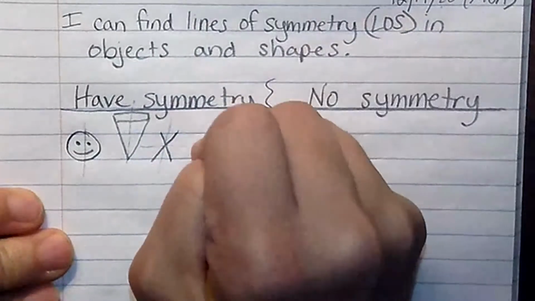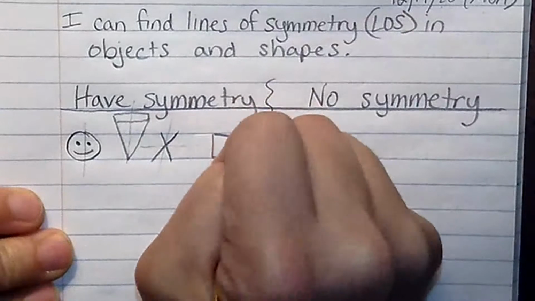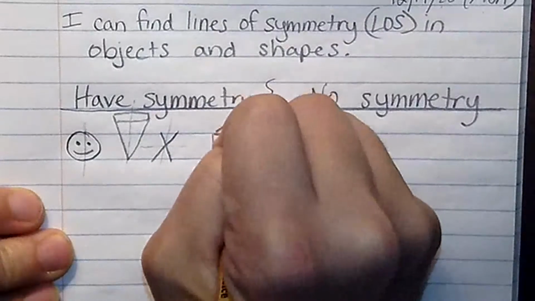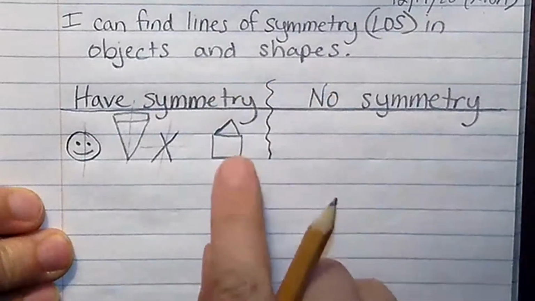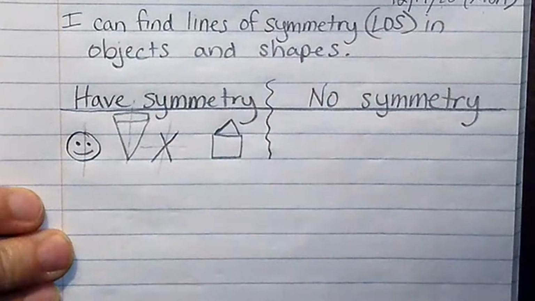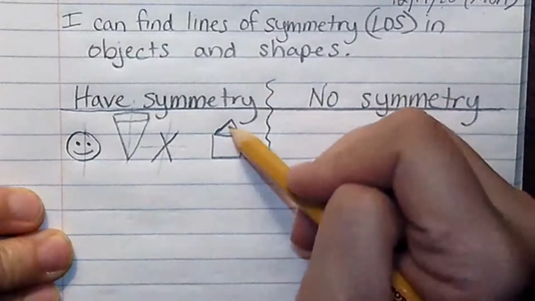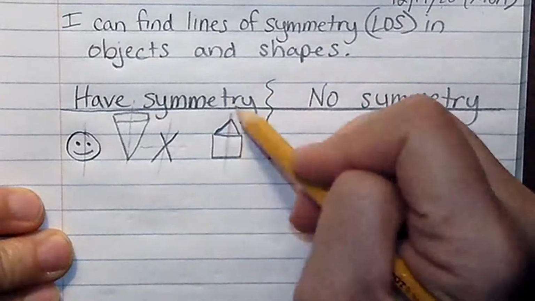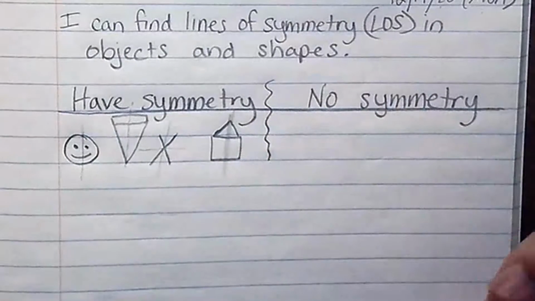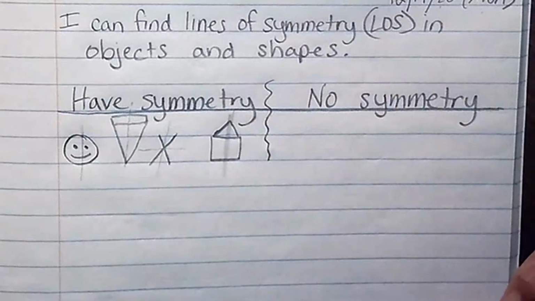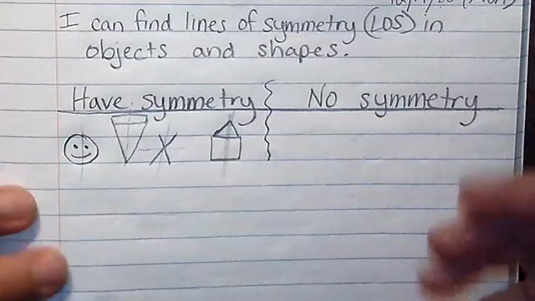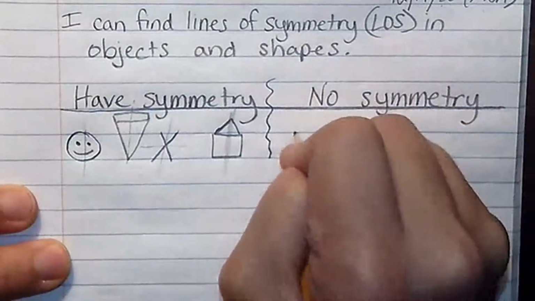Let's make a house. My house is going to have no chimney and no door. If that were my house, and pretend my triangle is a little bit neater than that, we would have a line of symmetry right down the middle. So these are examples of objects that have lines of symmetry. Let's do a couple that don't have lines of symmetry.